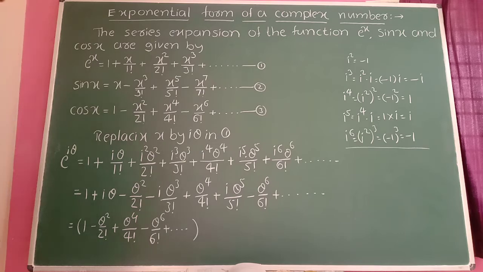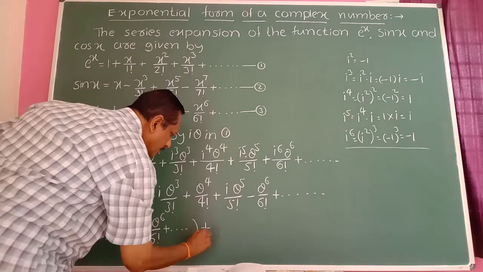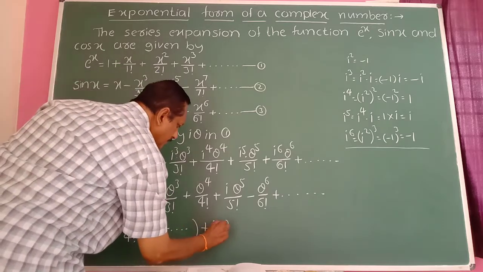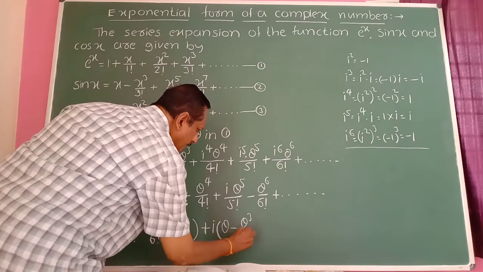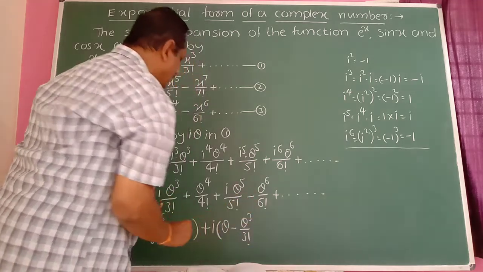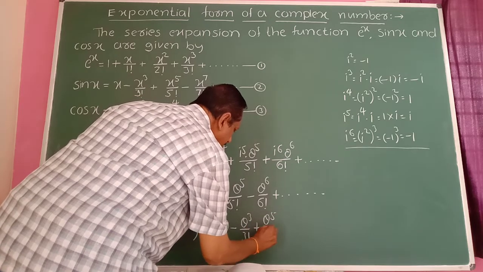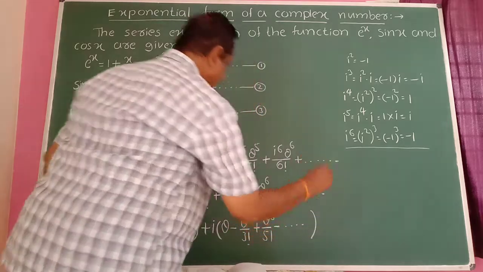Bracket complete. Then from the remaining terms, i is the common factor, so write i outside. Then write theta minus theta cube divided by 3 factorial, then plus theta raised to 5 divided by 5 factorial, minus, and so on, continuing the derivation.